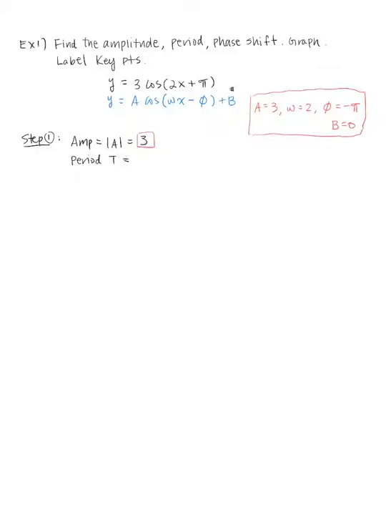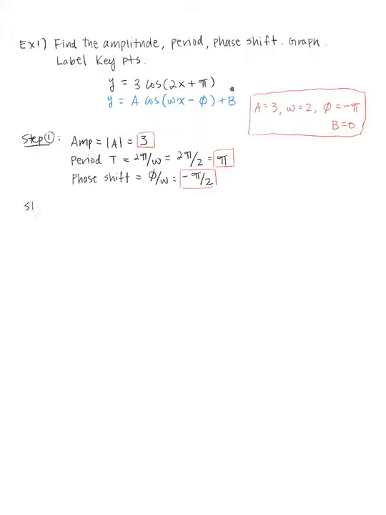The formula is 2 pi over omega. So in this case, you're going to have 2 pi over 2, since omega is 2. So you're going to get pi. Next is the phase shift, which is given by phi over omega, which is negative pi over 2. Okay, so that's our step 1.